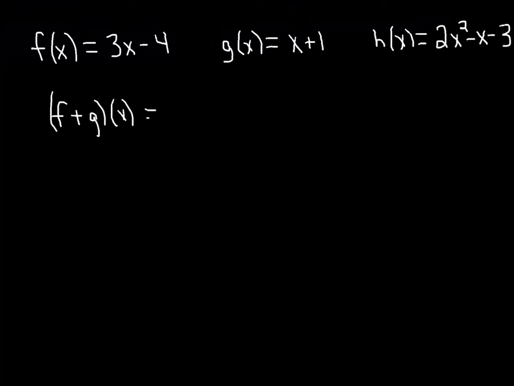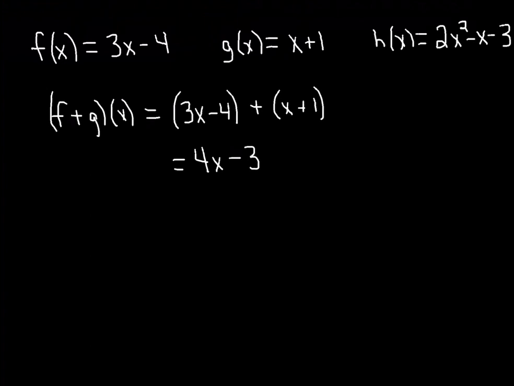Well, it's just going to be f of x, and I like to use parentheses, which is 3x minus 4, plus g of x, which is x plus 1. Now, you should just combine any like terms, so 3x plus 1x is 4x. And then negative 4 plus 1 is negative 3. And so f plus g of x is 4x minus 3.